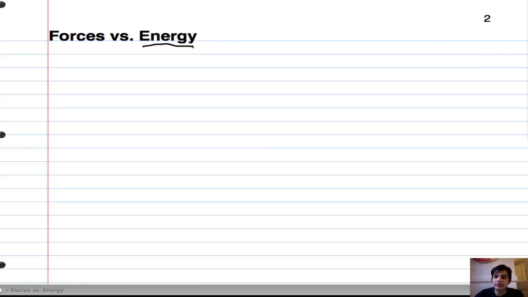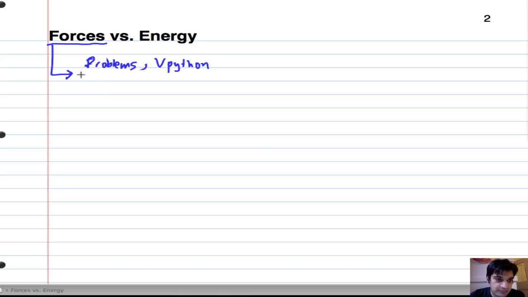What I want to do is distinguish one approach that we've taken to physics from the new one that we're going to try now. So first, I want to review what the forces approach to physics is. It's a process that we've used in our free body diagrams, in our problems, and we're going to be using it in VPython when we do your lab practical later on this quarter. So here's the approach to forces.